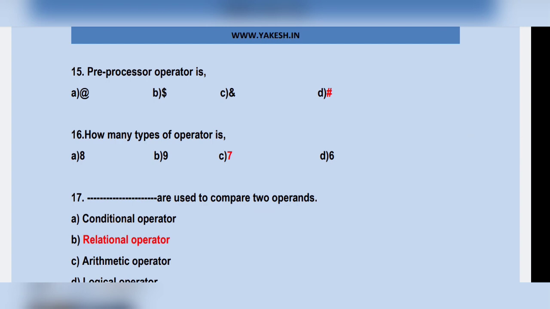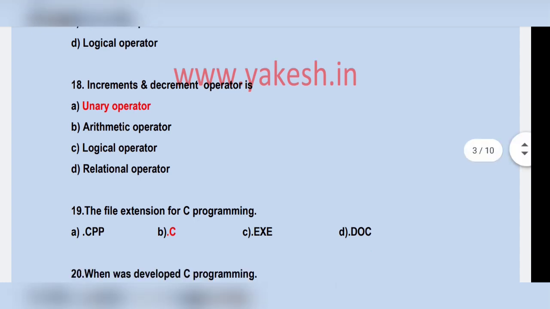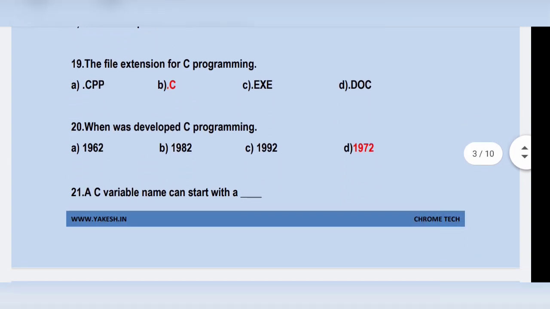Preprocessor operator is option D. How many types of operators? Option C, 7 types. Which are used to compare two operands? Option B, relational operator. Increment and decrement operator is a unary operator. Option A. The file extension for C programming is .c. Option B is the correct answer.